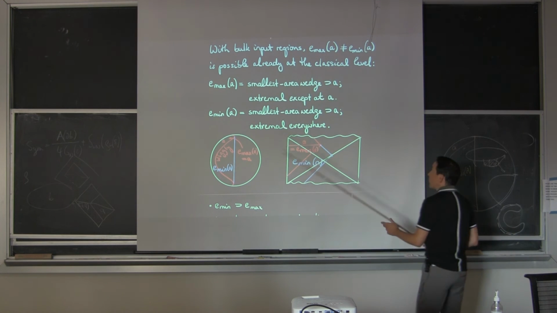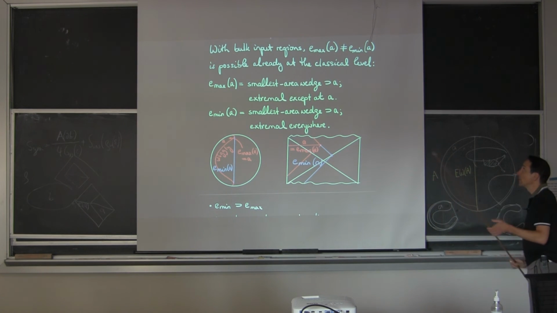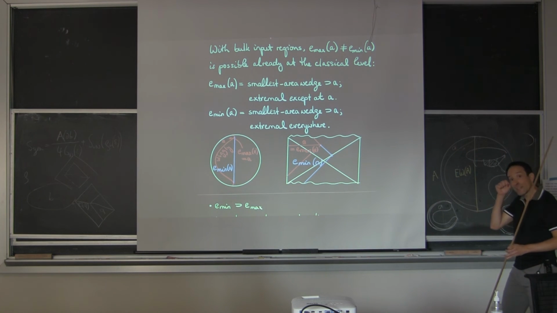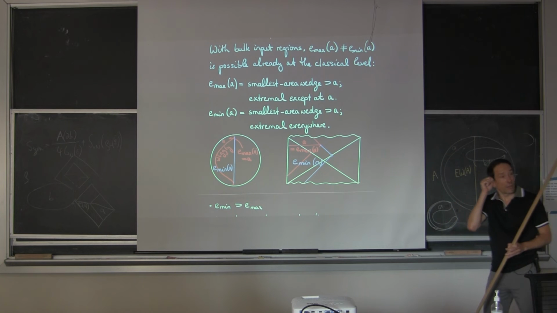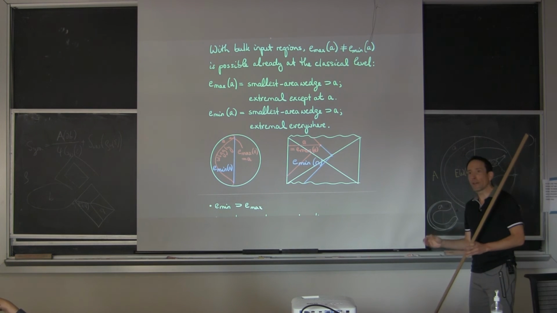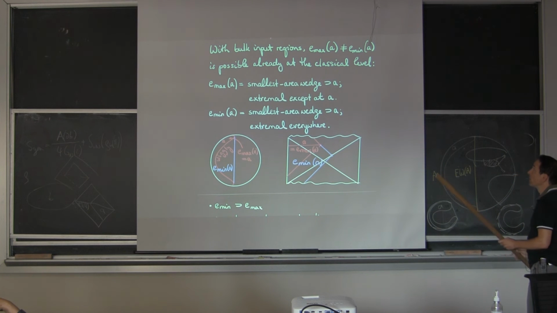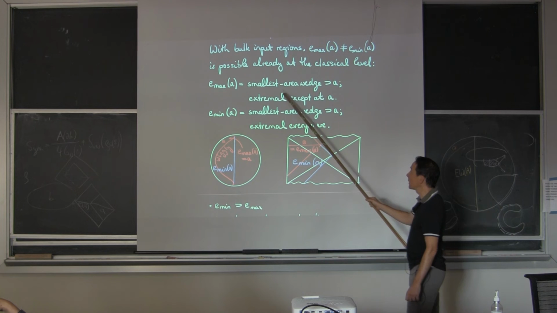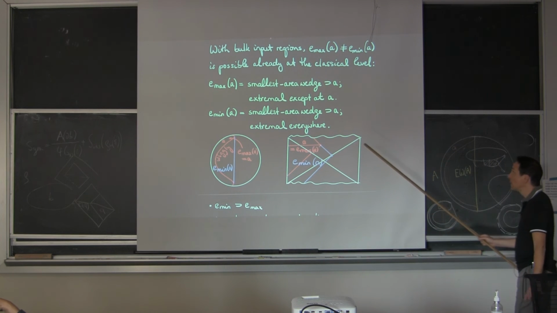What we've concluded is that with bulk input regions, this distinction between a max and a min entanglement wedge arises already at the classical level. You don't even have to include any quantum corrections. It already arises when you're just worried about area. And let me give you the prescription that we're proposing for this classical limit.